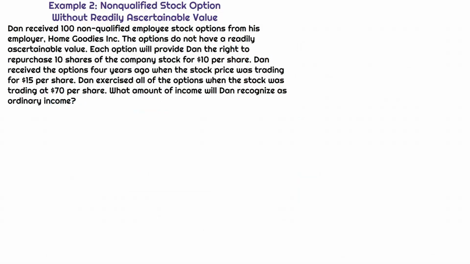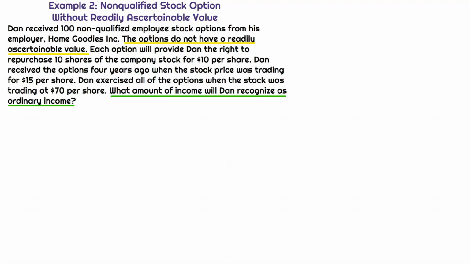Okay, so taking a look at a quick example where Dan is now receiving 100 non-qualified employee stock options, but only this time the options do not have a readily ascertainable value. Each option will provide Dan the right to purchase 10 shares of the company's stock for $10 per share. Dan received the options 4 years ago when the stock was trading at $15 per share. Dan exercised all of the options when the stock was trading at $70 per share. So this question wants to know what amount Dan is going to recognize as ordinary income.